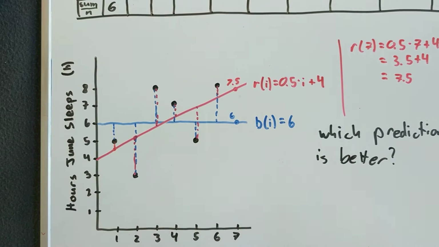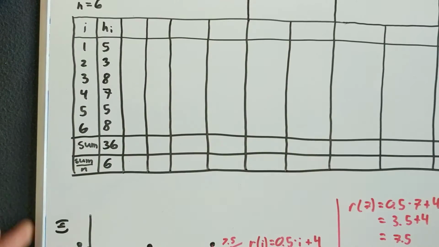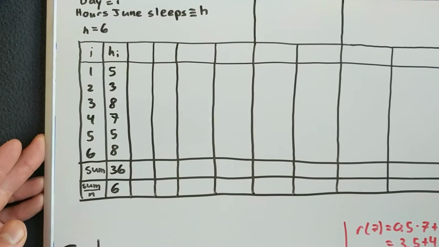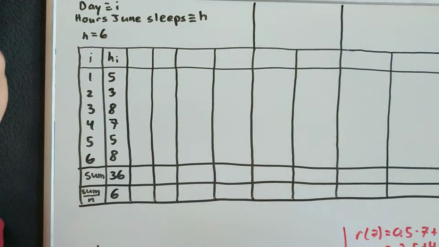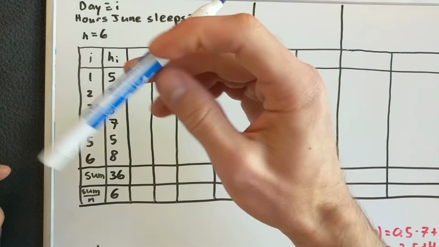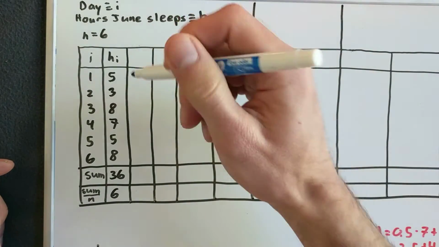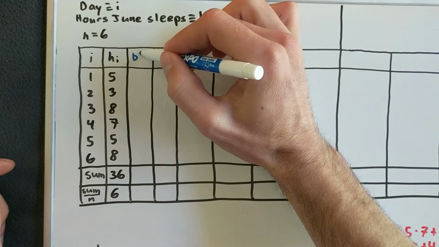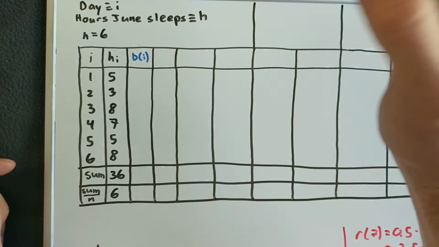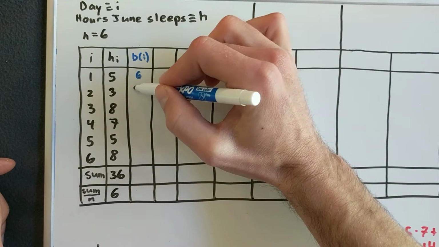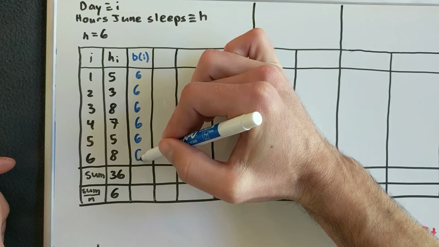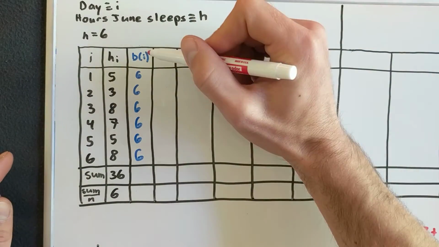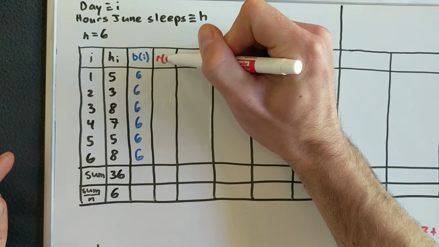So to do this, first, to be robust, I'm going to write out the values for our equation for B and our equation for R. So for B of I, we always equal 6, so these will all be 6's. For the red line, R of I.